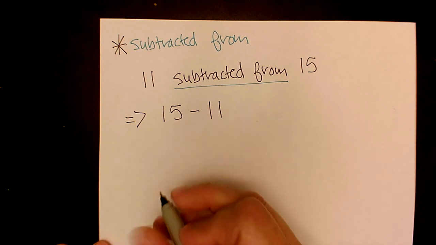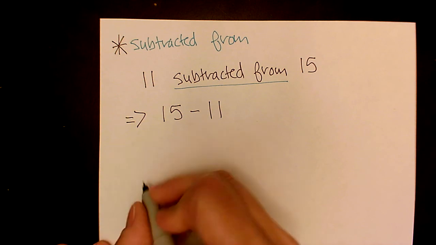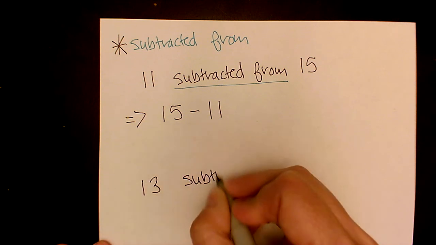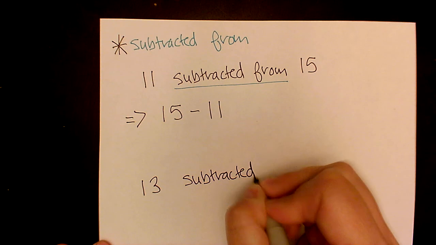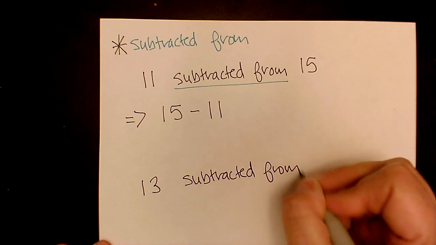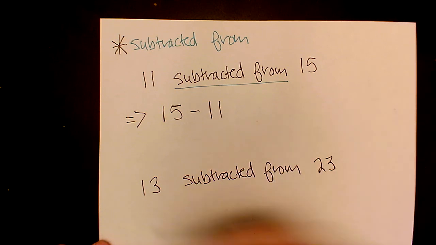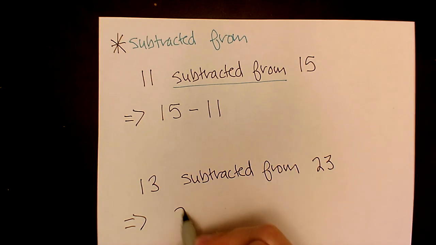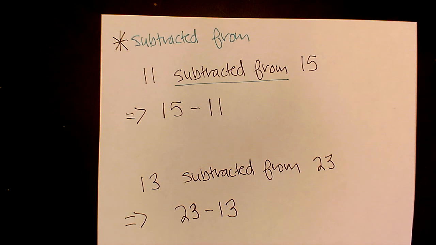Do another one of those and that'll be it. Let's say 13 subtracted from 23. So I'm taking 13 and I'm subtracting it from 23. So the 23 comes first. It's 23 minus 13.